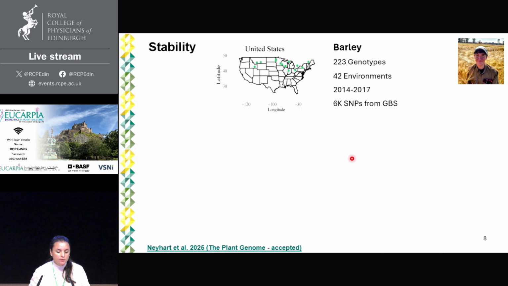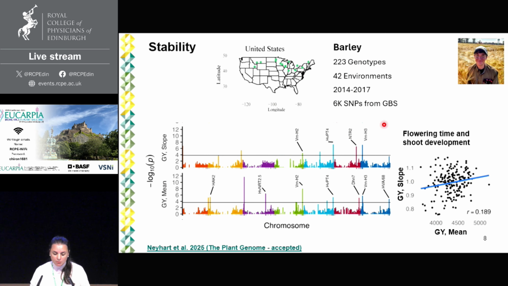So then we got this data set from barley. This is 42 environments in the US, with data that ranged over 4 years, and we had SNP marker data and about 233 genotypes. So we decided to do some stability analysis. We first did a GWAS analysis. We found some QTL; this is for the slope of that regression, so for that sensitivity or plasticity.